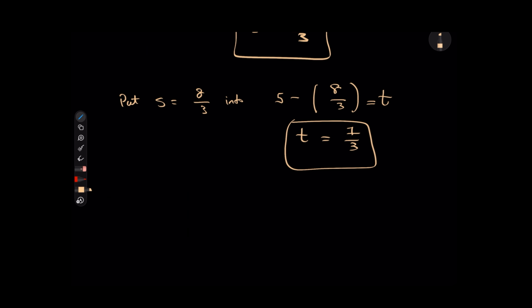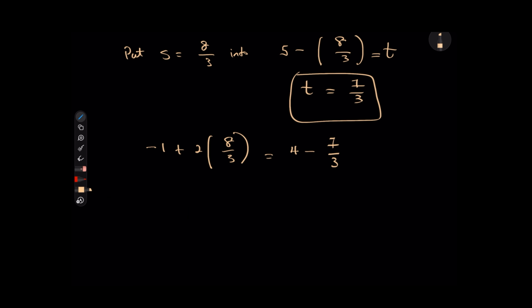So I'll put it into negative 1 plus 2s, which is 8 upon 3, is equal to 4 minus t, which is 7 upon 3. So I'll have 2 times 8, that's 16 upon 3. Negative 1 plus 16 upon 3, that's 13 upon 3. And 4 minus 7 upon 3, that's 5 upon 3. So I also get a contradiction here as well. So the result is exactly the same. It doesn't matter how you decide to do it, both of them lead to a contradiction. So therefore the lines are in fact skew.